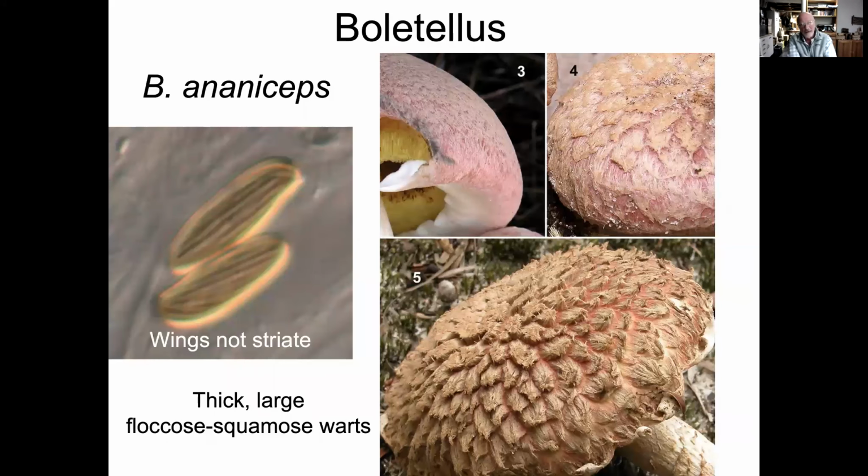So, walking around on Fraser Island for 3 years with Nigel Fechner, we came across a bolete there on the lower right that had these thick, large floccosquamous warts, just as described by Berkeley. And the spores from that thing had wings that were not striate. Further collecting showed us that younger material of this Boletus ananiceps had pink pigment, but it was underneath this ochre-colored layer of mycelium, a felty layer on the surface of the cap. And as it aged, that ochre-colored layer expanded a little bit, but the pink color stayed underneath. And eventually that expanded into the floccosquamous warts. But that's all we knew about what this Boletus was until Nigel and I were able to investigate it further.